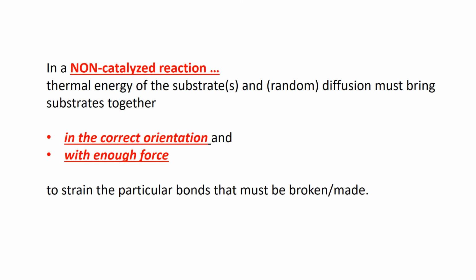In a chemical reaction that does not involve an enzyme, the thermal energy of the substrates within the cell and random diffusion must bring the substrates together in order for the reaction to occur. Not only that, when the substrates come together, they must be in the correct orientation, and they must collide with enough force that the particular bonds that have to be broken or that need to be made must be strained.